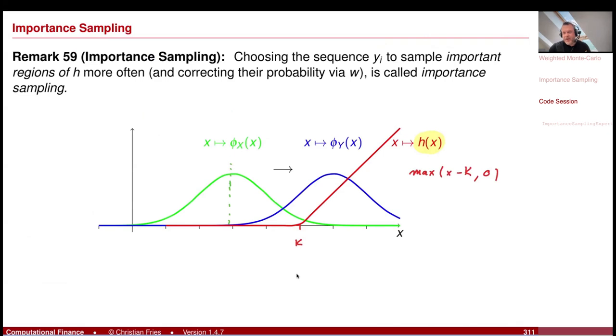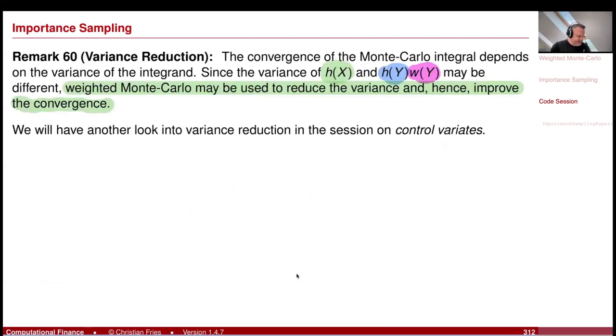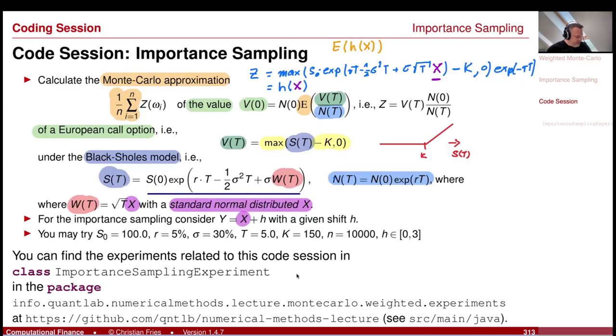By modifying the random variable x and applying a certain shift, that shifts the distribution of the stock a little bit to higher values. So instead of this x, I consider now the y, where y is x plus some h. Let's try this on the computer and check how the method works.